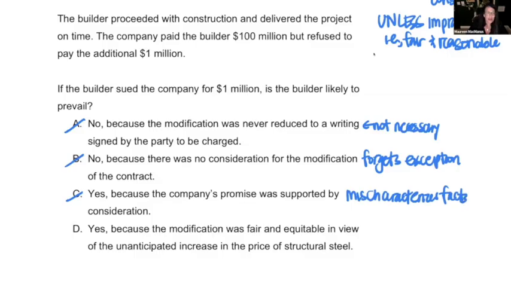And D, yes, because the modification was fair and equitable in view of the unanticipated increase in the price of structural steel. So this gets at the exception to the main rule. This happens a lot. They're always testing these pesky little exceptions. But as soon as we see impracticability and knowing what that looks like factually, as soon as I saw the tornado, I was like, oh, act of God and impracticability, fair and reasonable is where my brain went.